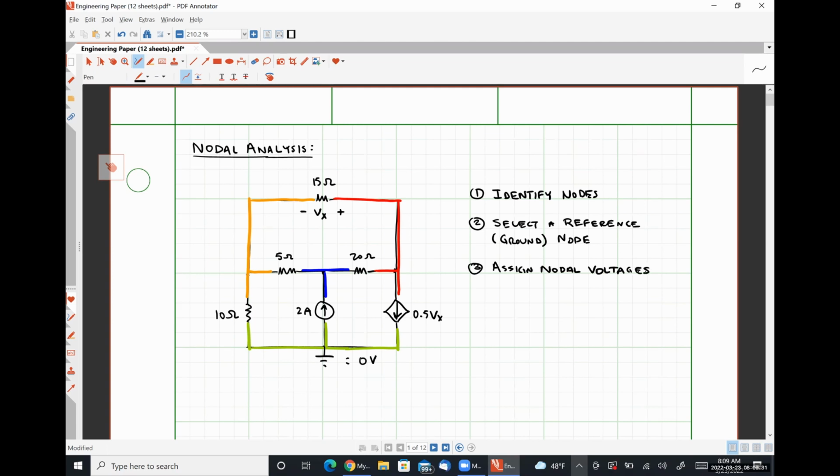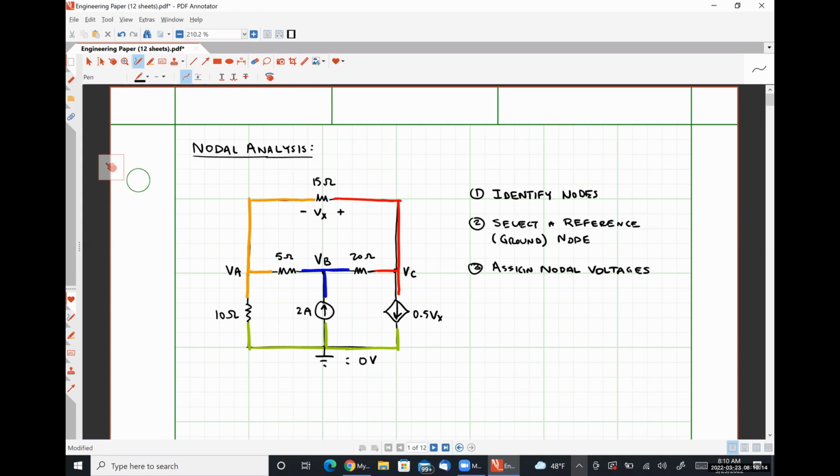Okay. So I am arbitrarily going to call this orange node, node A, this blue node, node B, and this red node, node C. You can use whatever designation you want, A, B, C, X, Y, Z, 1, 2, 3, whatever floats your boat. Nothing particularly important about that. And I'm going to give each of these nodes a voltage. So I'm going to call this VA, VB, and VC. These nodal voltages are the voltages measured with respect to our reference node.